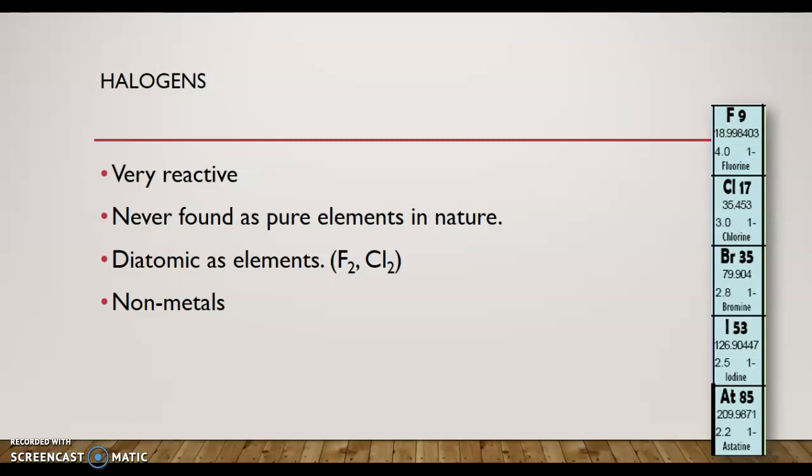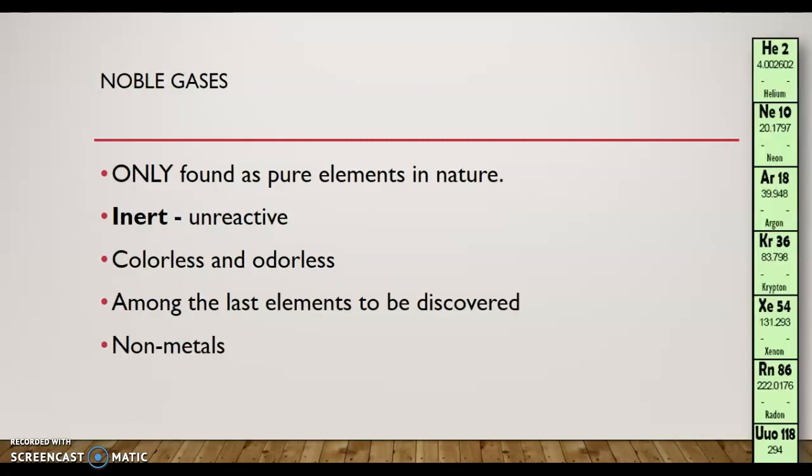Your halogens, group 17, are very, very reactive. They're never found pure as elements in nature. Most of them are diatomics. They are nonmetals. They are most reactive at fluorine, so as you go up the periodic table, as opposed to going down the periodic table with your alkali metals.